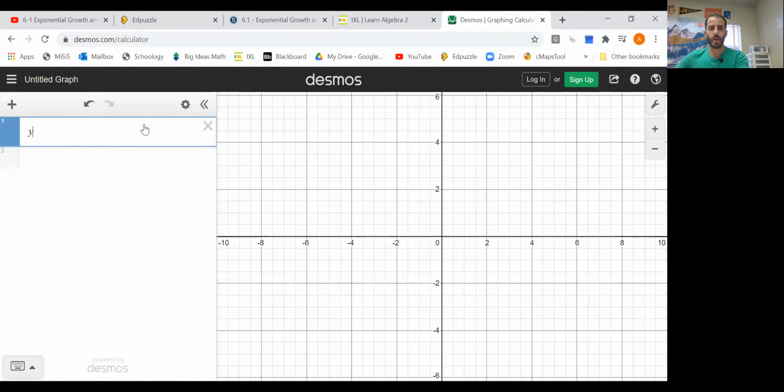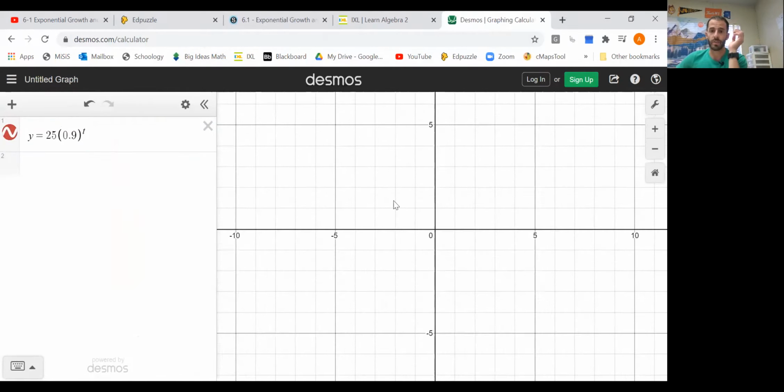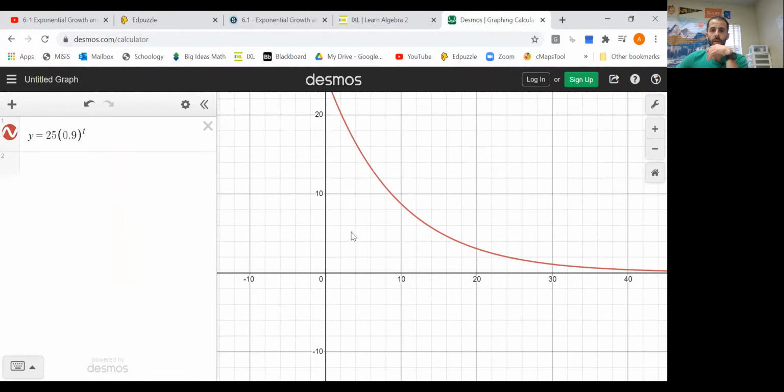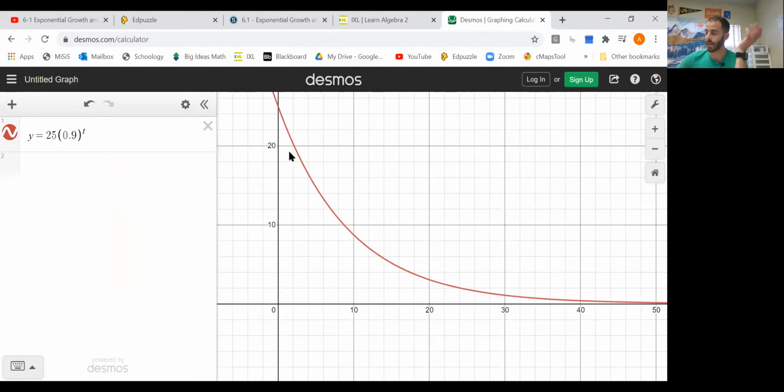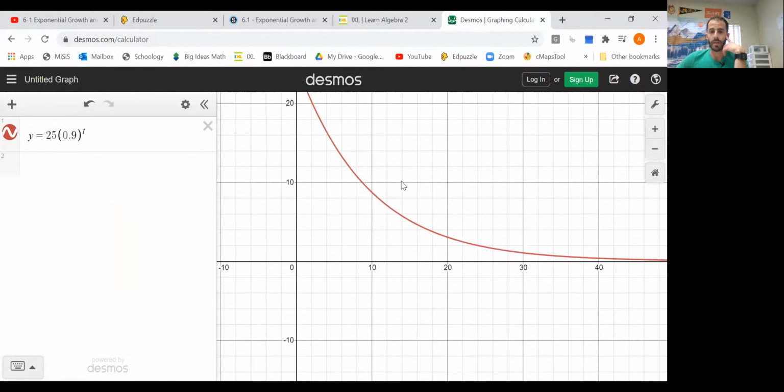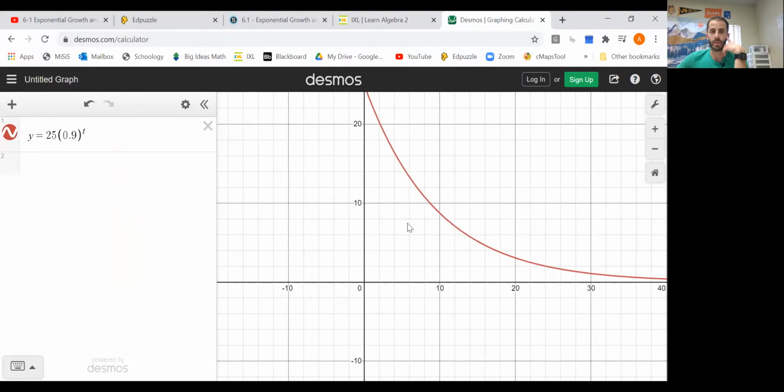All right, so let's just type it in. We got to make sure we type it in correctly. You know I'm a fan of parentheses when they have them here, so we're going to use them. And we could use T. It doesn't really matter. I have to zoom out. Here we go. Okay, so it's definitely decay because it's starting up here and it's going down here. So we want to know when. All right, so that's our time.